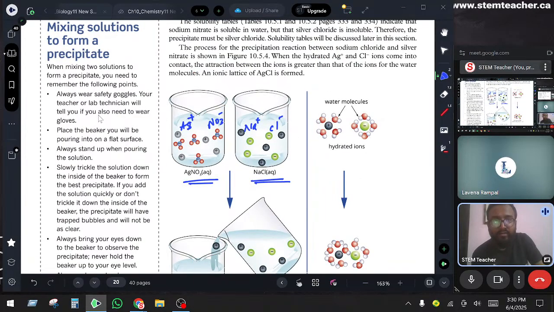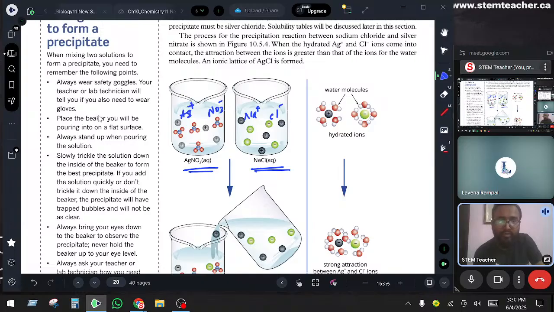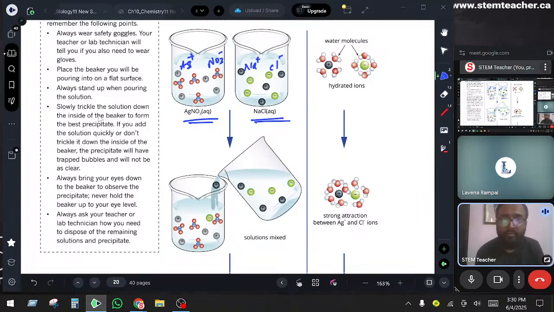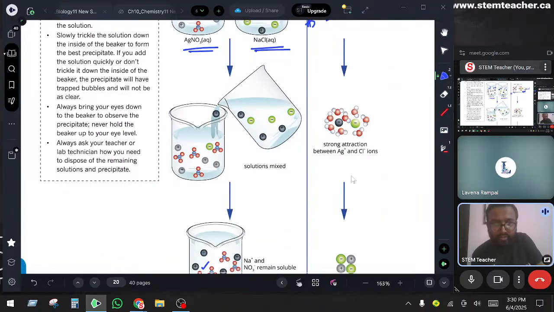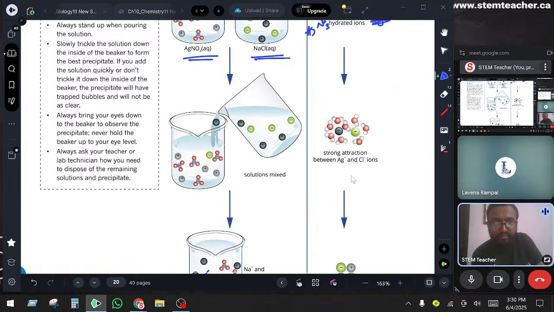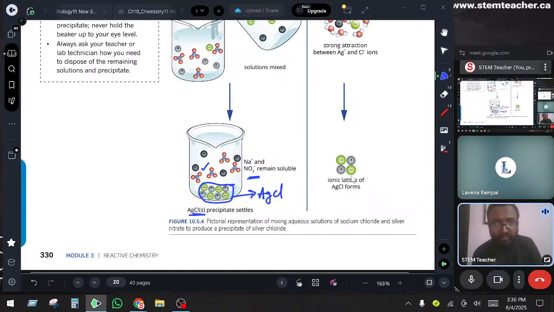It is the same reaction. So water molecules, hydrated ions. When you add water, these kinds of molecules will be separated. This is AgNO3, this is NaCl. They break apart and join: Ag plus and Cl minus form AgCl, this kind of precipitation. So you can see.